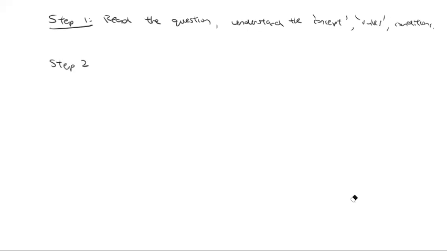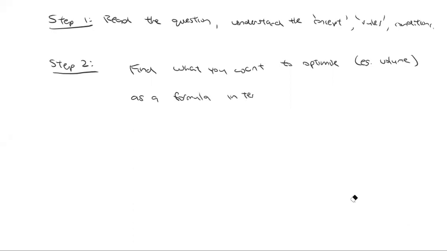Once you've understood all of that, you then need to find what you want to find, or what you want to optimize. So in our example, volume, as a formula in terms of what we are varying. We have something that changes the volume of our container because we're changing something, and in this case, that's the side length of our square.